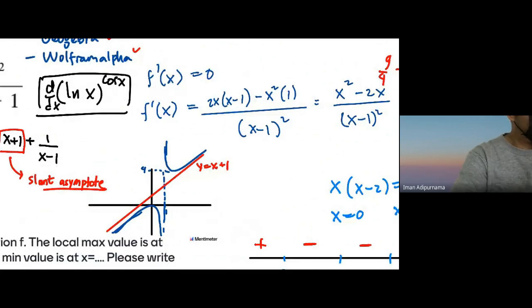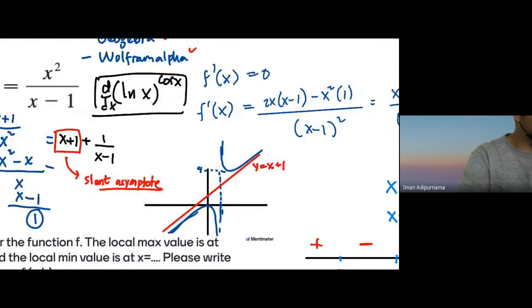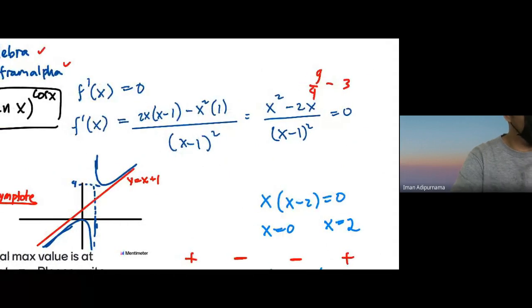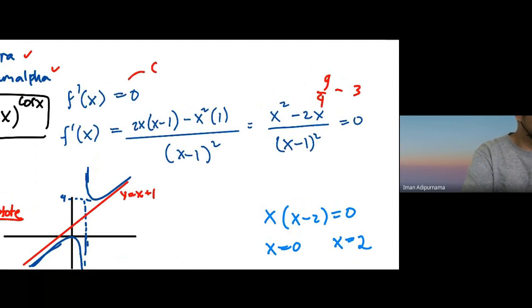So we can continue to find the first derivative. You can use the quotient rule like this, or if you want to go to here also, you can. The result will be the same. And you need to set the first derivative equal to 0 to find the critical number. Okay, critical number.